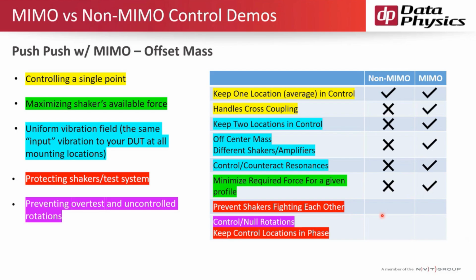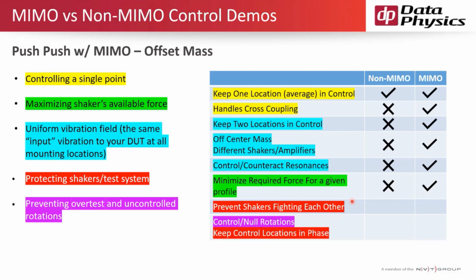All right, for the next point, preventing two shakers from fighting each other. This is a big concern in protecting your shakers and protecting your amplifiers. You want to make sure that your controller is not outputting drives that are causing the shakers to fight each other.